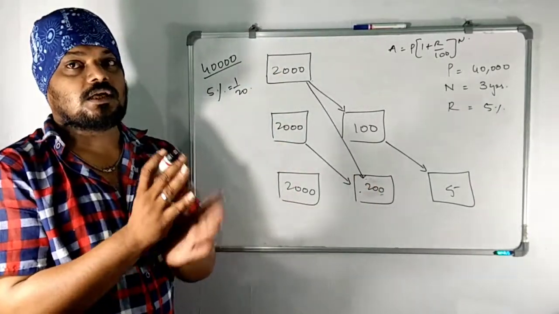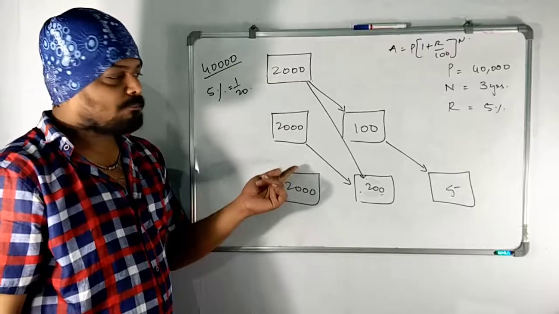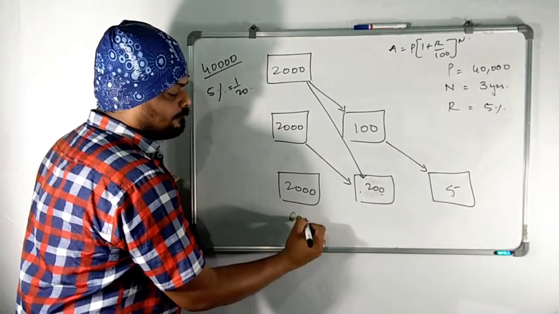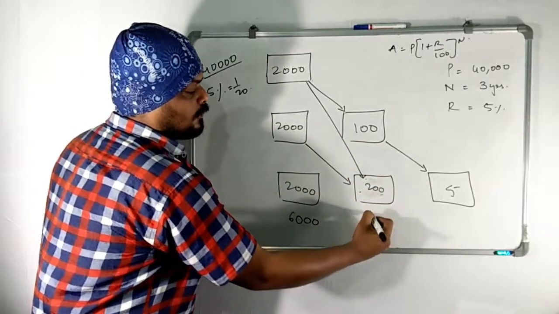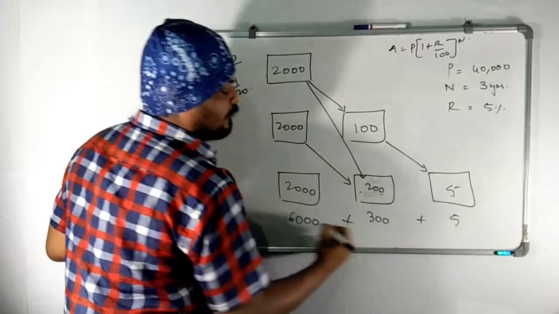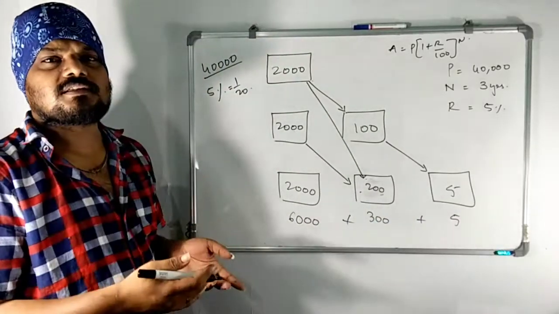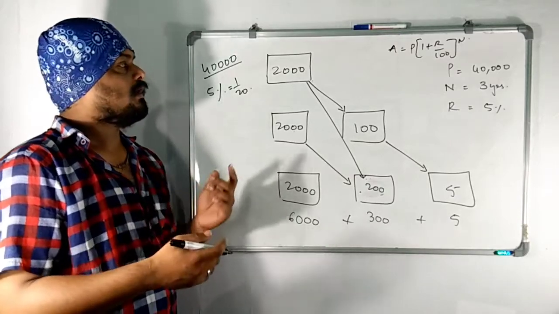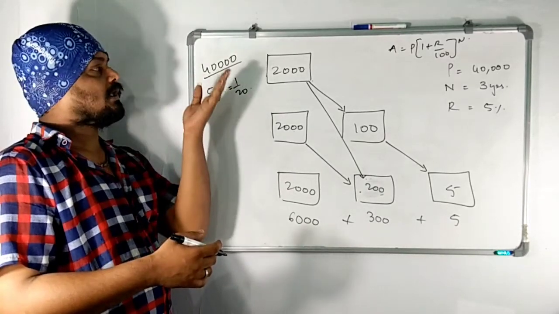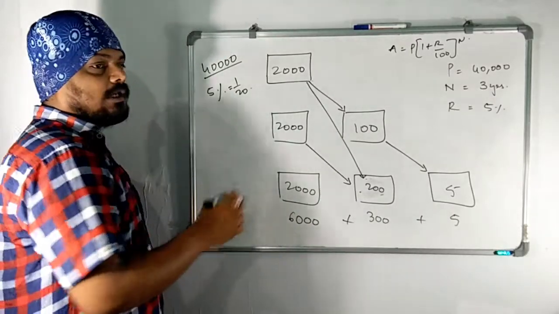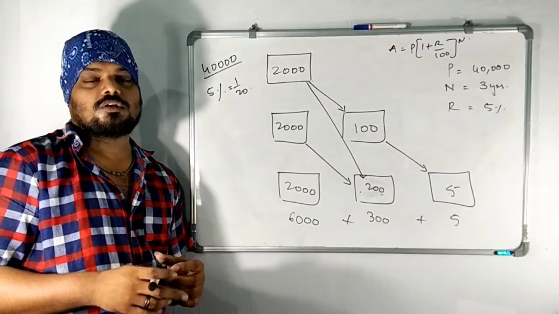You will get the exact compound interest. What is the compound interest? Here it is 2,000, 2,000, 2,000, that is 6,000, and 100 plus 200 is 300, plus 5. This value is the compound interest directly. How much compound interest did the person get on 40,000? It is 6,305 rupees.